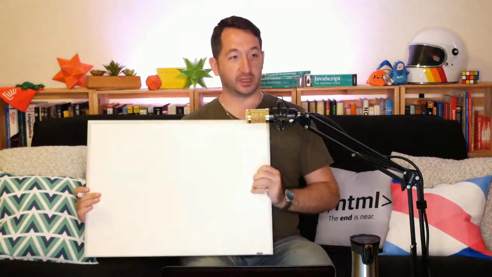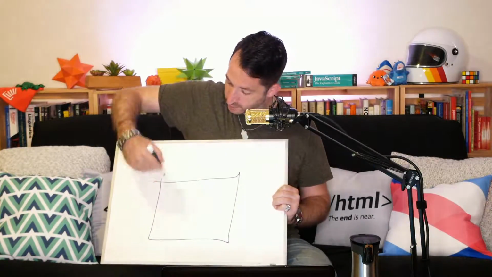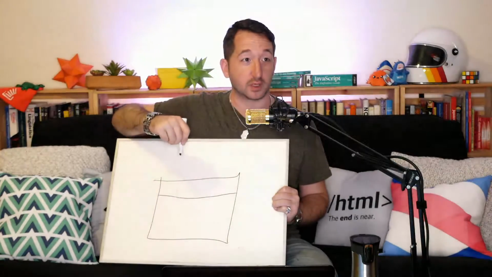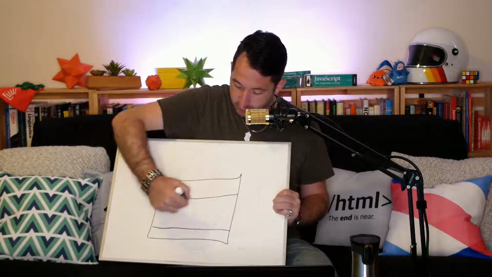I'm actually going to use the whiteboard here to illustrate what the Holy Grail layout actually is. So the whole Holy Grail layout, I'll go over here. Let's say this is our page, just like this here. And your page would have a header, and it could be any size, okay? And then your page would have a footer, and then you would have some main content area.